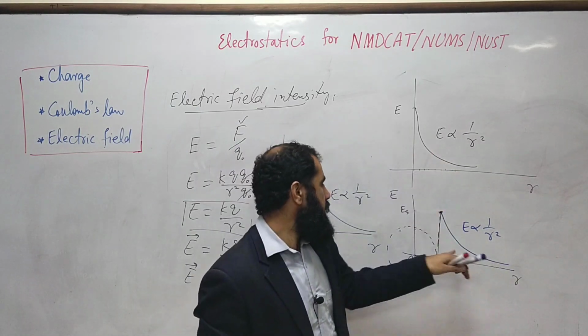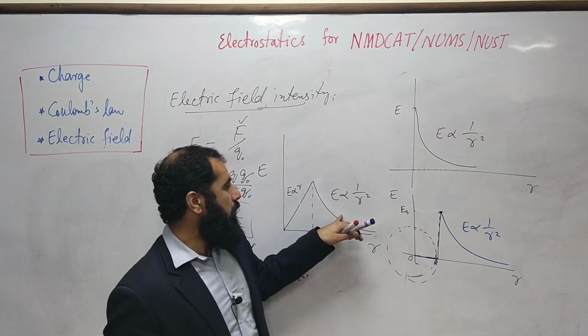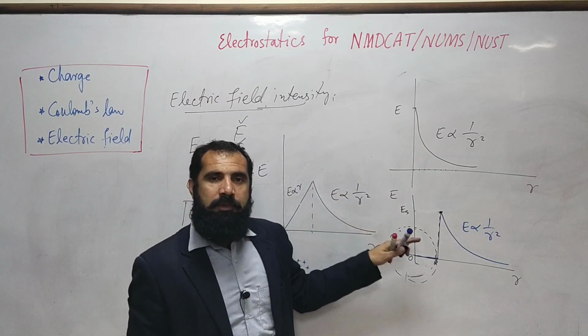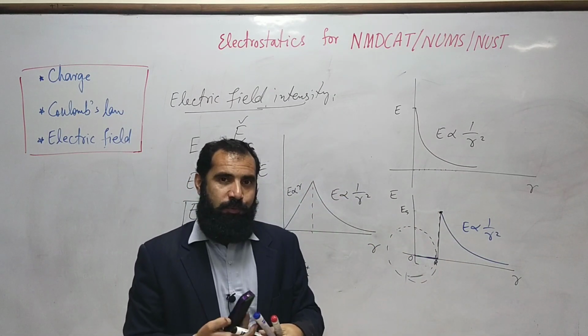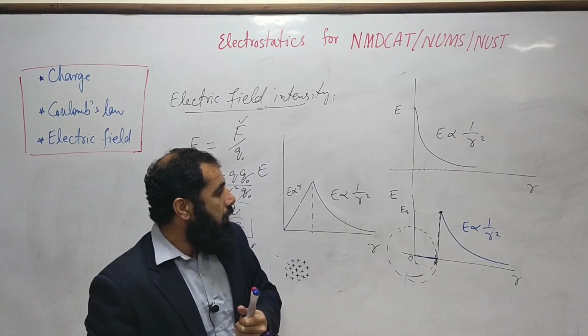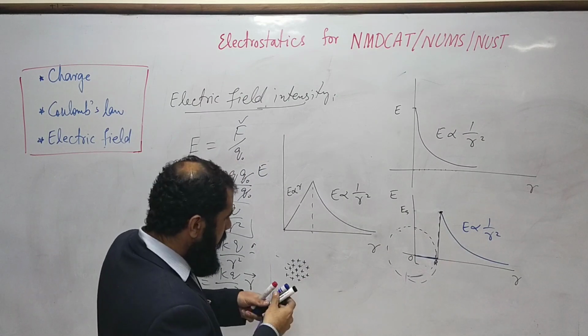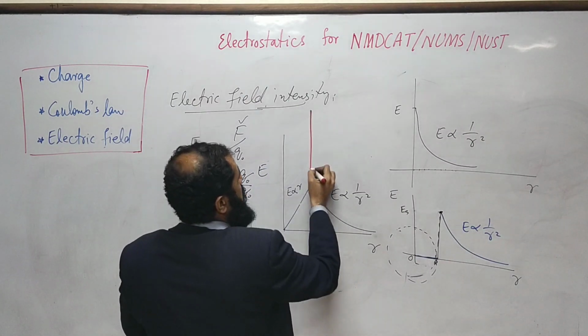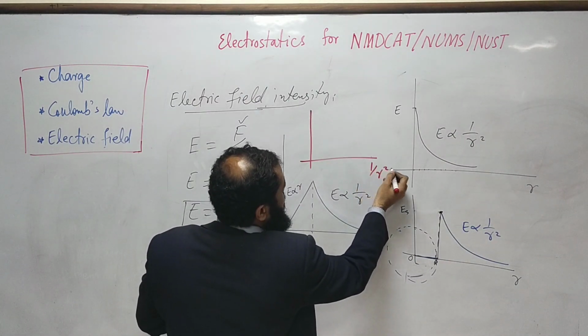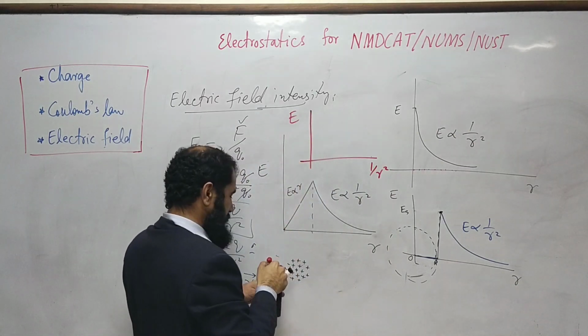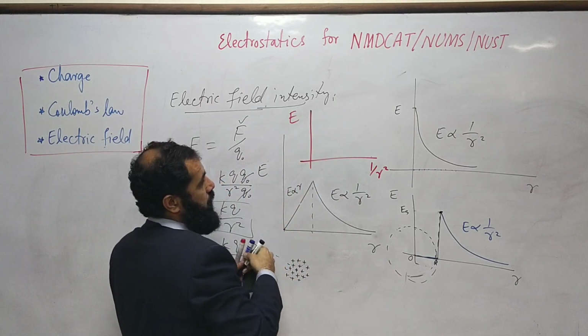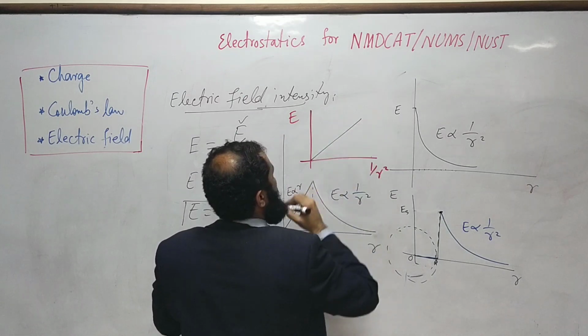And in all the cases you are having this steep curve. That is because of the inverse square law. And if the graph is between E and 1 by r square, then this graph would be a straight line.